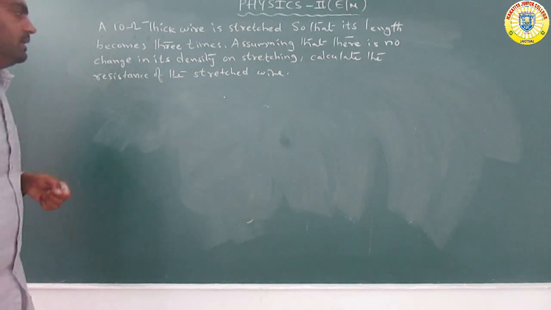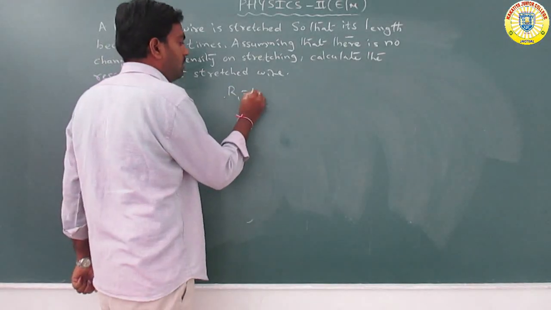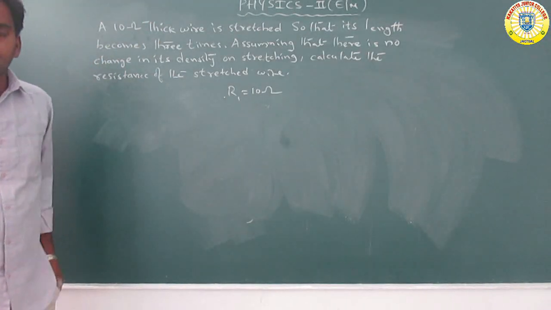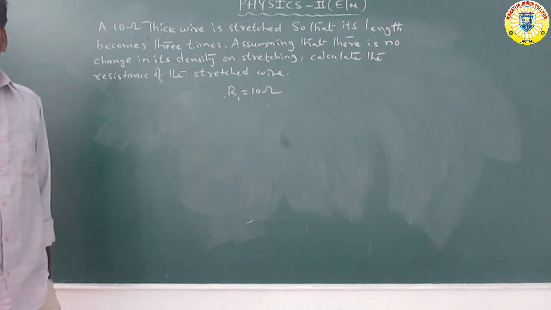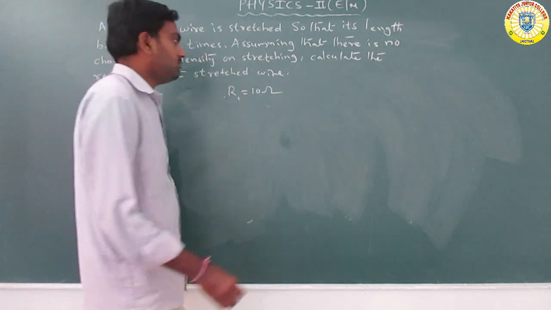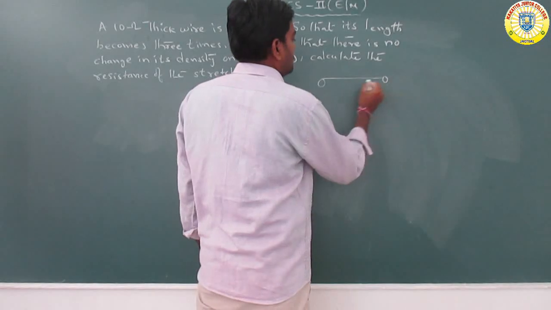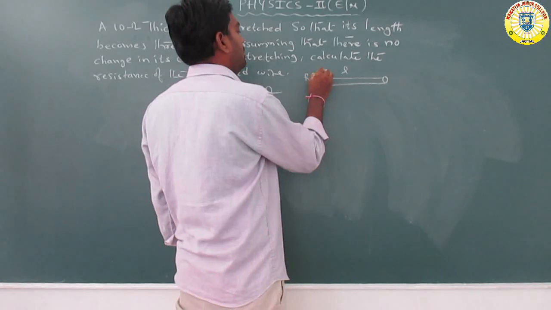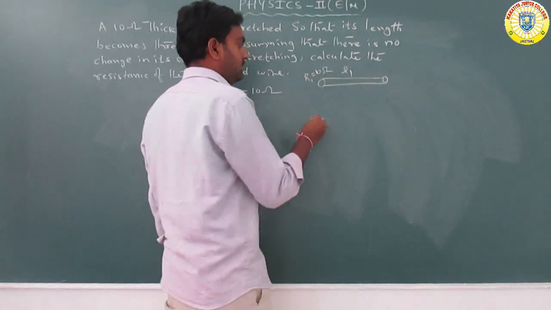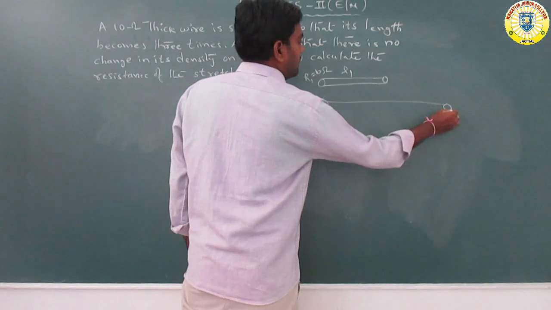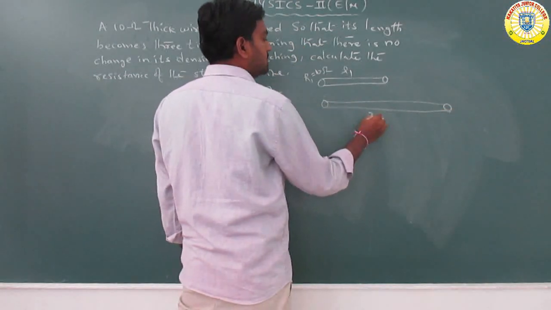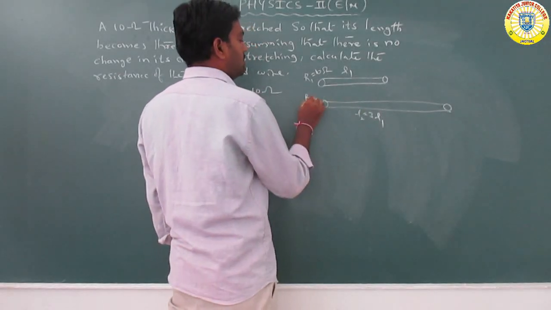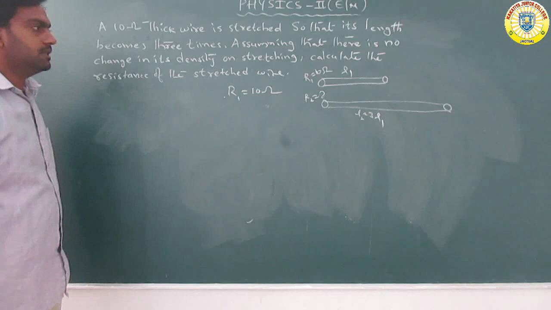So R1 is equal to 10 ohms, the given resistance, and its length is increased by 3 times. So what is the resistance of the stretched wire? First of all, L1 is the first length and R1 is equal to 10 ohms. The length is stretched by 3 times, that is 3 L1, so that is L2. R2 is to be found.